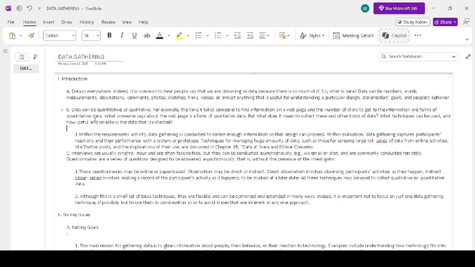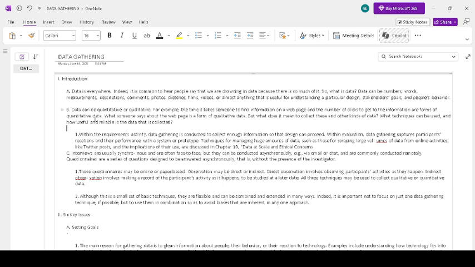Data is everywhere. Indeed, it is common to hear people say that we are drowning in data because there is so much of it. So, what is data? Data can be numbers, words, measurements, descriptions, comments, photos, sketches, films, videos, or almost anything that is useful for understanding a particular design, stakeholders' goals, and people's behavior.